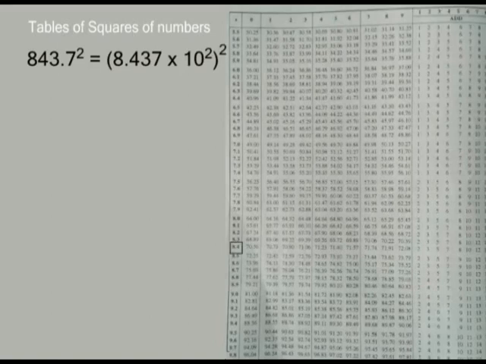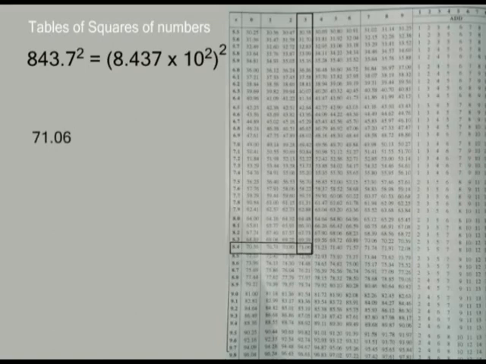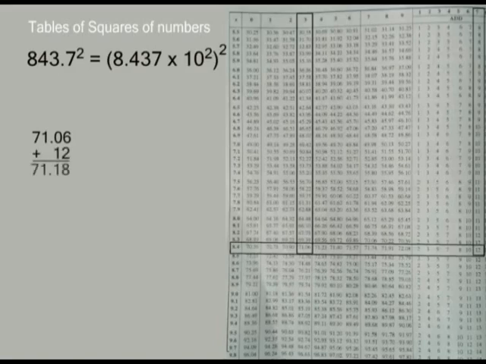8.4 is here. The column of 3 meets us here. The number is 71.06. The add column for 7 meets us here. The number is 12, and so we add to 71.06, and that gives us 71.18.